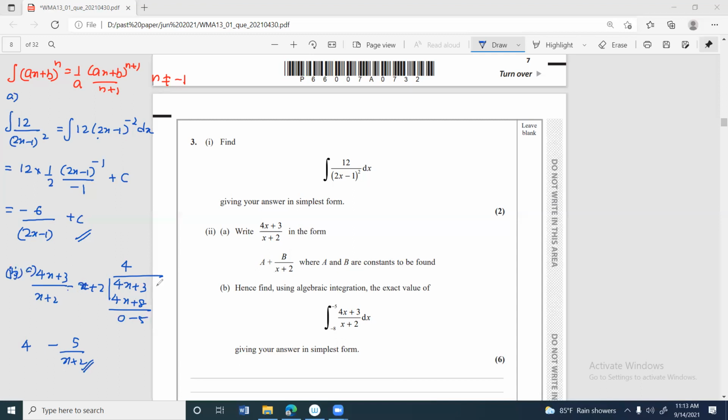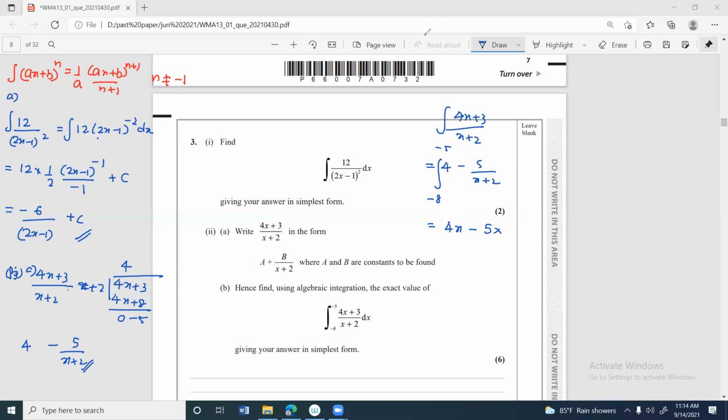Then 2B. Hence, you can do this integration. This is a pretty simple question. You can see the same thing as in the above question. You can say this is 4 minus 5 over x plus 2, integrated from minus 8 to minus 5. If you integrate 4, the answer is 4x, minus 5 times x plus 2 to the power minus 1.